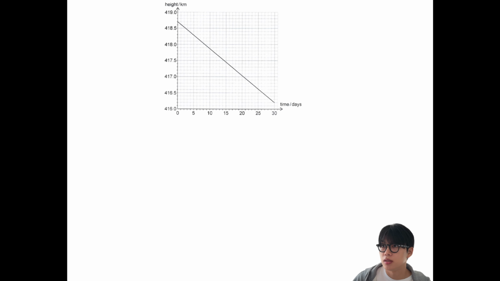A diagram is given, and some data is also given. They said for the 30 day period, the loss of total energy of the ISS is 4.5 times 10 to the 9 joules, right? And question A1 says to calculate the average rate at which the energy of the ISS is being dissipated. Okay, so we want the rate at which the average energy is dissipated, okay?